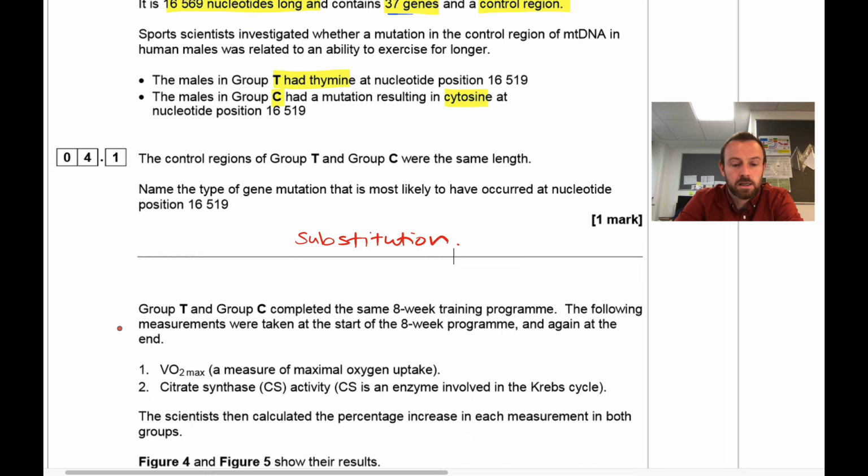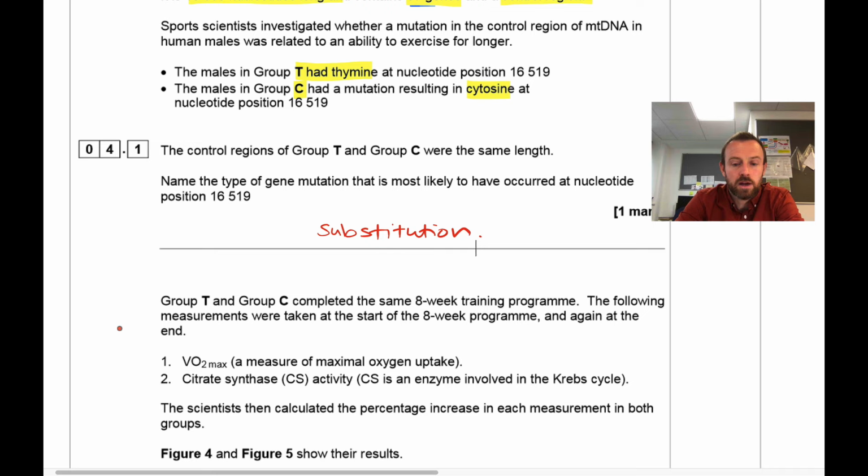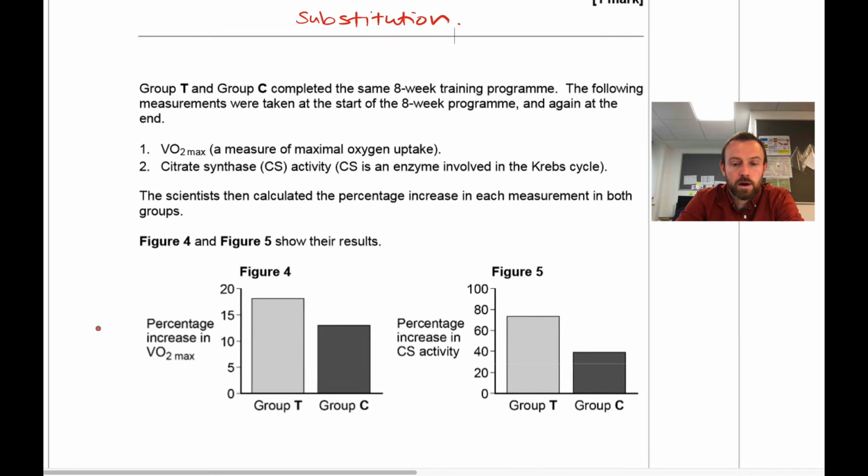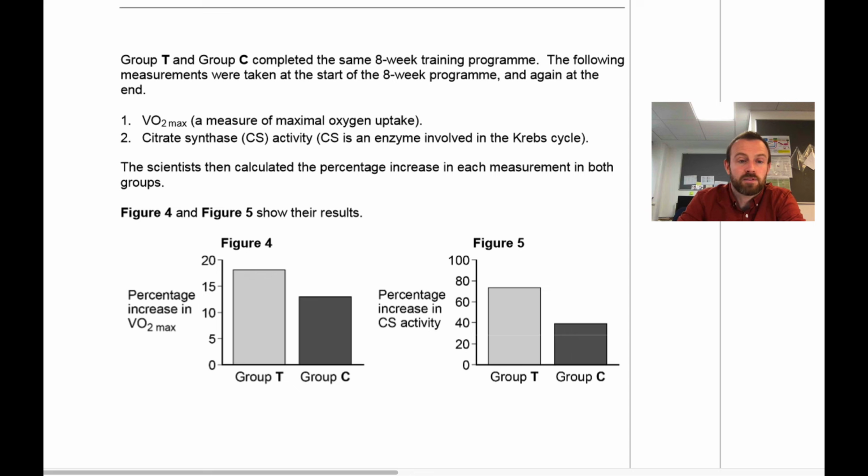Group T and C completed the same 8-week training program. The following measurements were taken at the start of the 8-week program and again at the end. Okay, VO2 max, measure of maximal oxygen uptake. So that is going to be to do with lungs, I suppose, mainly. I'm not a sports scientist. Lungs, capillary density in the lungs, all sorts of things.